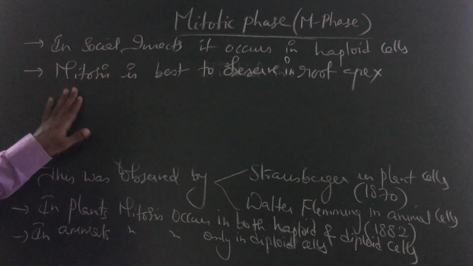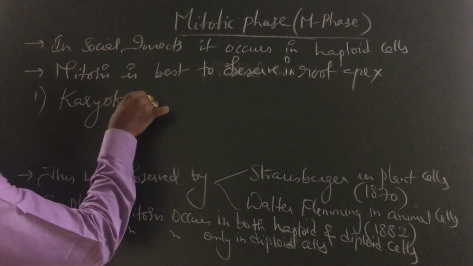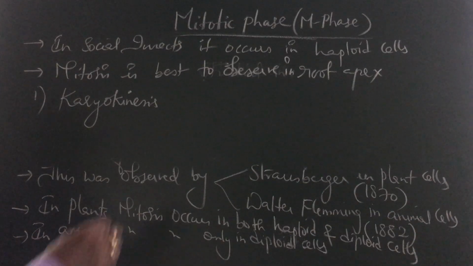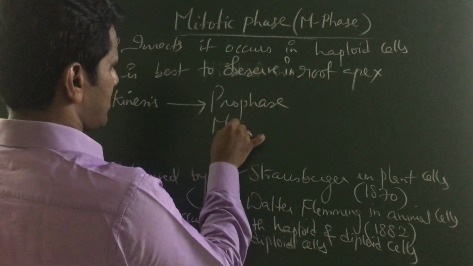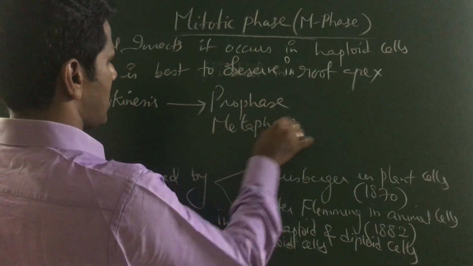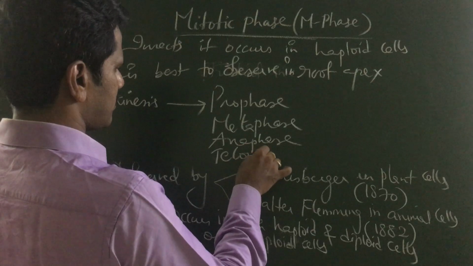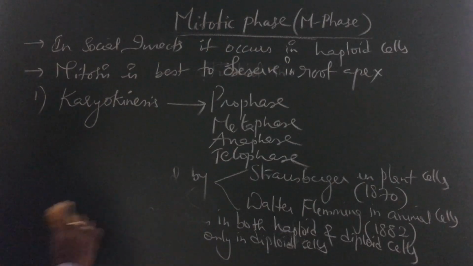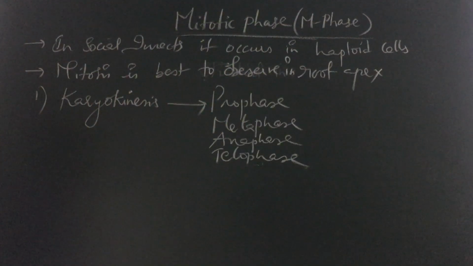So, karyokinesis first. In M phase, we see karyokinesis followed by cytokinesis. In karyokinesis, what are the steps? We see prophase, metaphase, anaphase, and telophase. These are the four different phases we will study in karyokinesis.